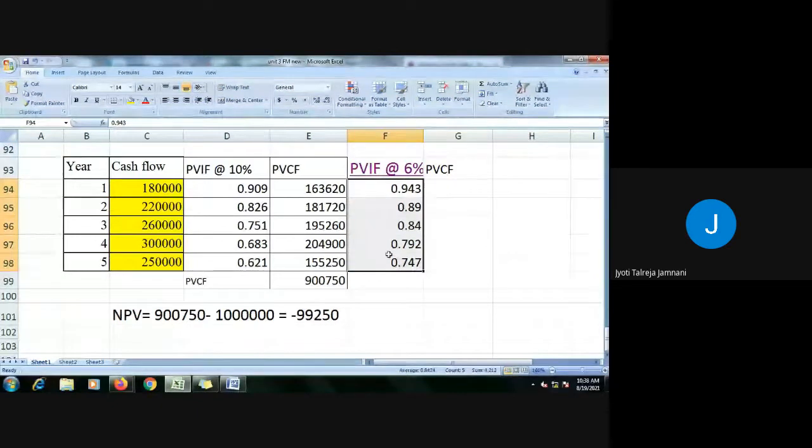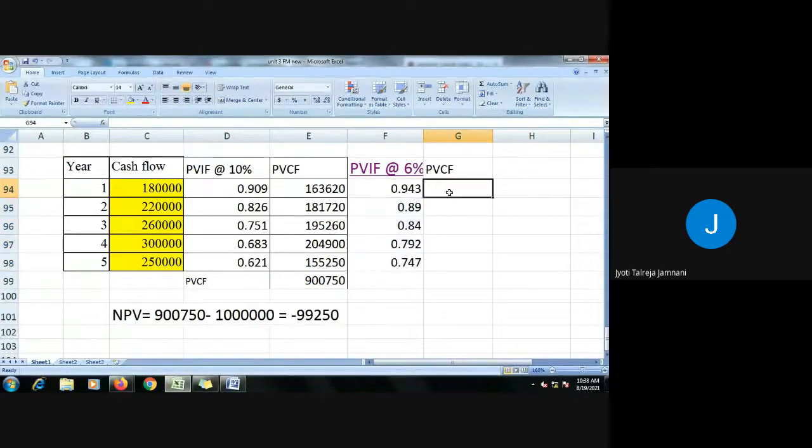So 1,80,000 into 0.943. We have to multiply it like that. 1,80,000 into 0.943 is 1,69,740. Similarly, 2,20,000 into 0.890.